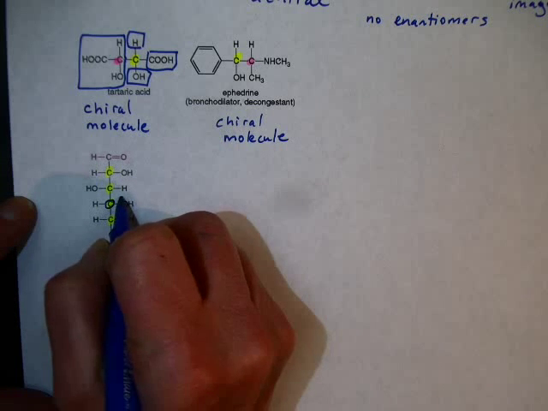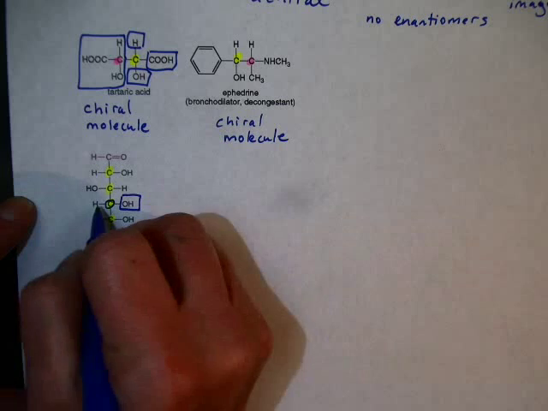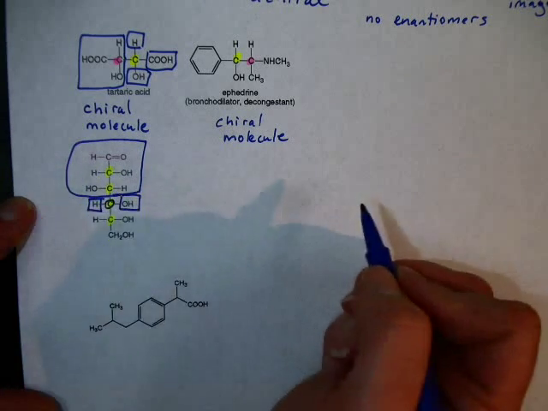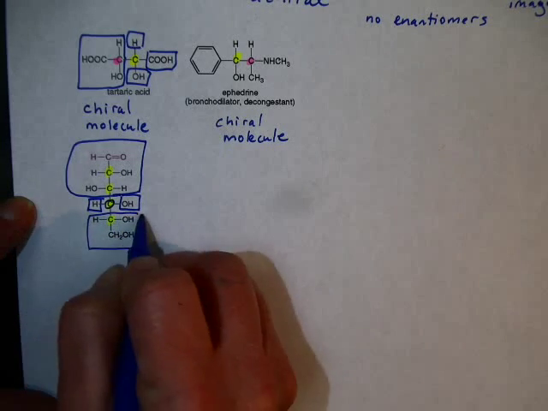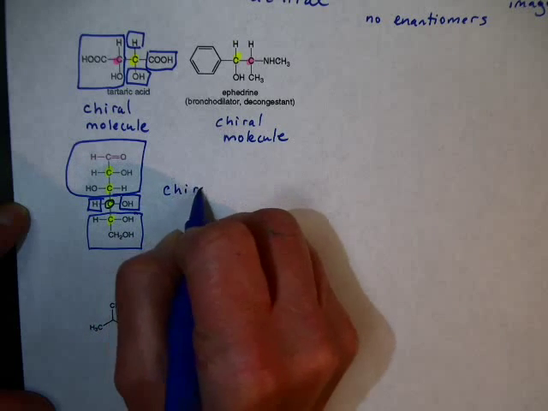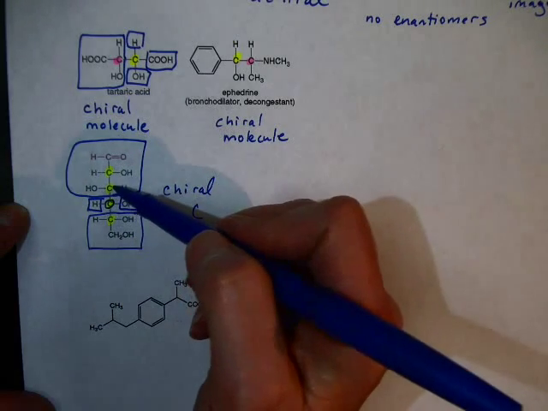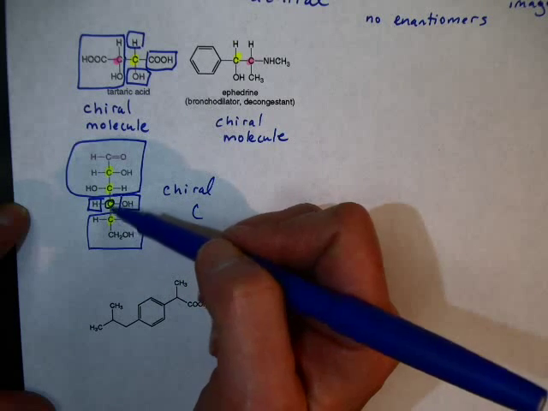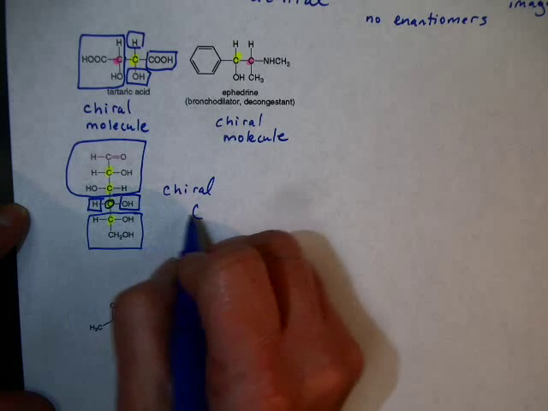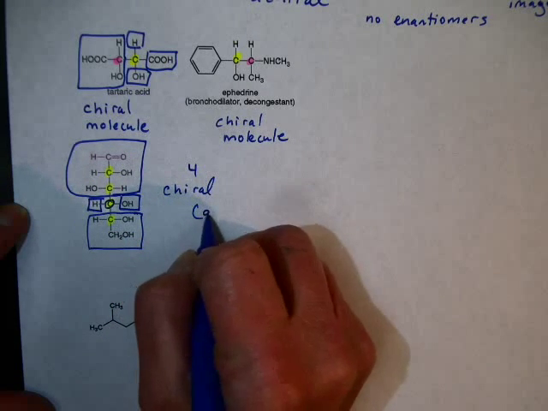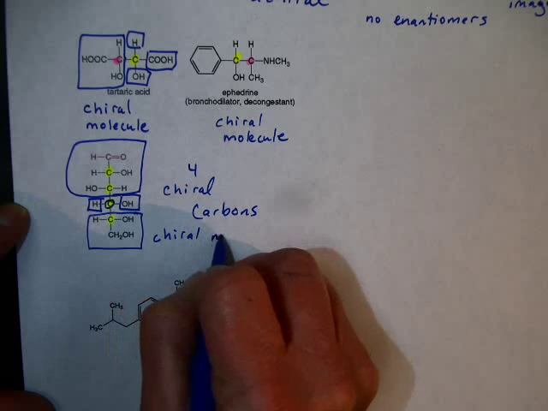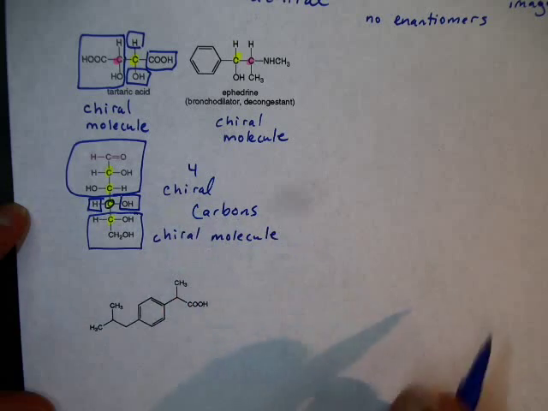You would do it this way. Everything to the right, that's OH. Everything to the left, H. Everything above, that stuff. Everything below, that stuff. All 4 are different, so this is chiral. So notice, don't just look above and say, oh, carbon, carbon, those are the same. You're looking at the entire group. Chiral carbon, there's actually 4 chiral carbons. The entire molecule is chiral. Again, you only need 1.